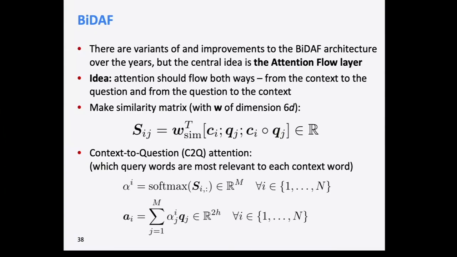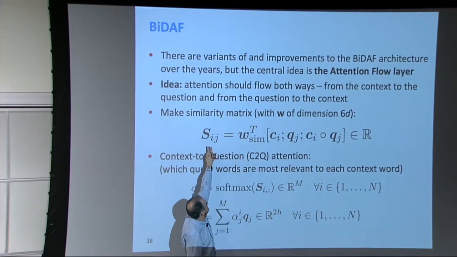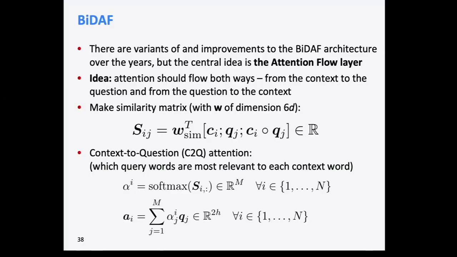So you take that big vector and you then dot product it with a learned weight matrix, and that gives you a similarity score between each position in the question and the context. And so then what you're going to do is use that to define attentions that go in both directions. So for the context to question attention, this one's completely straightforward. So you put these similarity scores through a softmax. So for each of the I positions in the passage, you're having a softmax, which is giving you a probability distribution over question words.